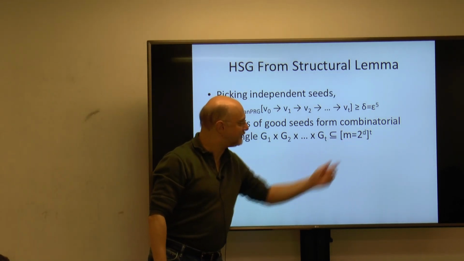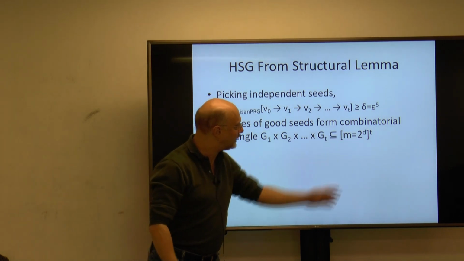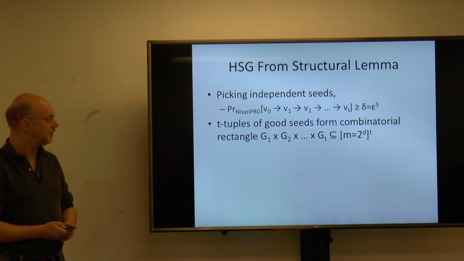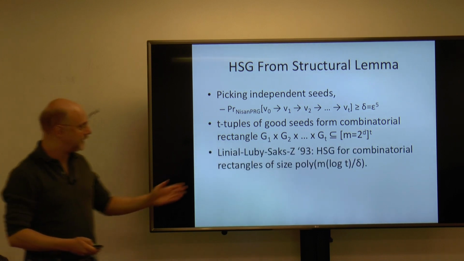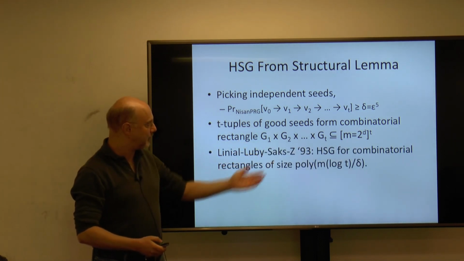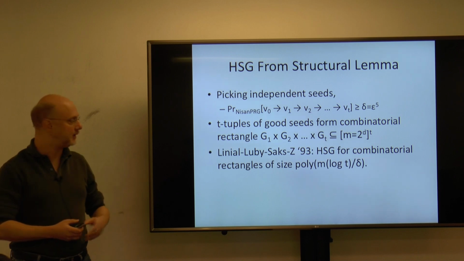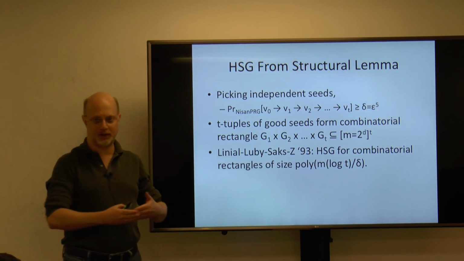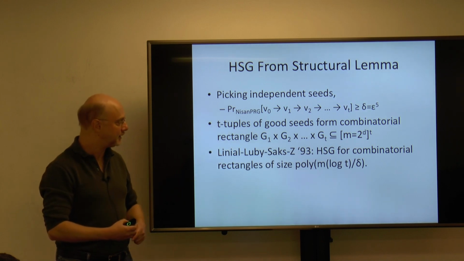So that's a subset of 2 to the D, and there are T of them. Okay, but now we've had hitting set generators for combinatorial rectangles for a while, so now we can just use them in this setting.